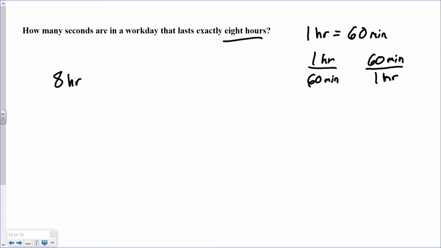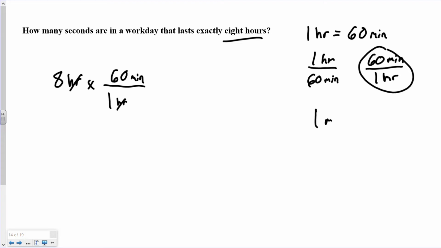So I need to use the conversion factor that is going to help me cancel out my hours as a unit and move towards minutes as a unit. And so if I multiply by the conversion factor that has hours on the bottom, then I can have 1 hour is equal to 60 minutes. And my units of hours will now cancel out, and now I'm left with units of minutes. Now I need another conversion factor that's going to help me convert from minutes toward seconds. And I know that in 1 minute, that is equal to 60 seconds.